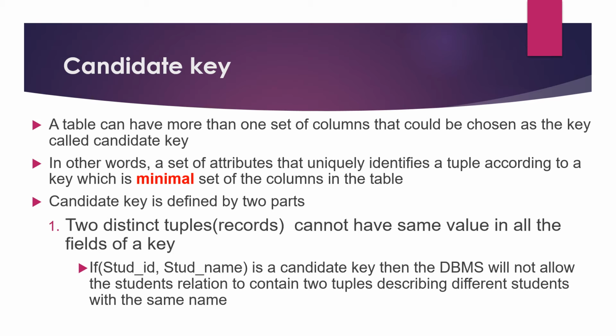Candidate key is defined by two parts. Two distinct tuples, meaning records, cannot have the same value in all the fields of a key. If student ID and student name is a candidate key, then the DBMS will not allow the students relation to contain two tuples describing different students with the same name.